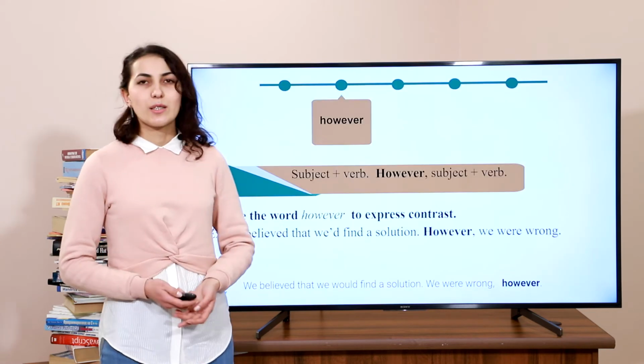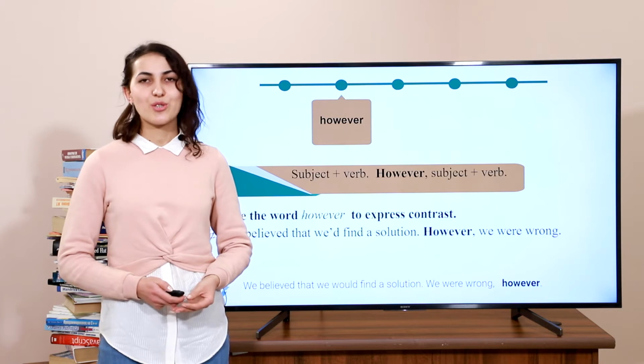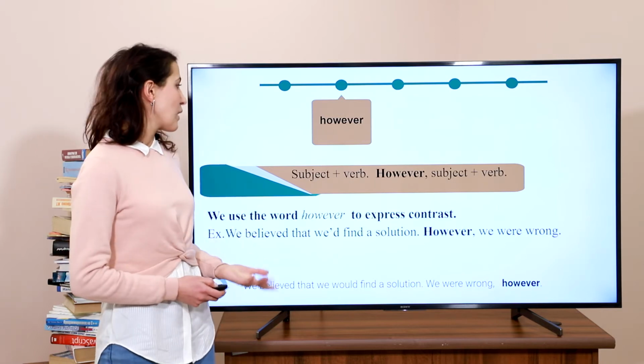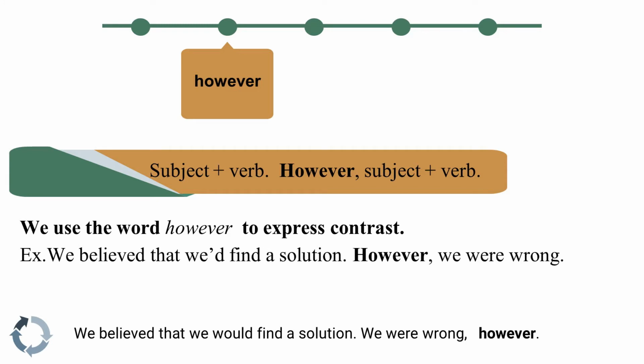The next connective is however. We use the word however to connect two contrasting ideas. An example: we believed that we'd find a solution. However, we were wrong. So, the structure is as following. Subject plus verb. Then the next clause, however, again subject plus verb. However should be separated with a comma.